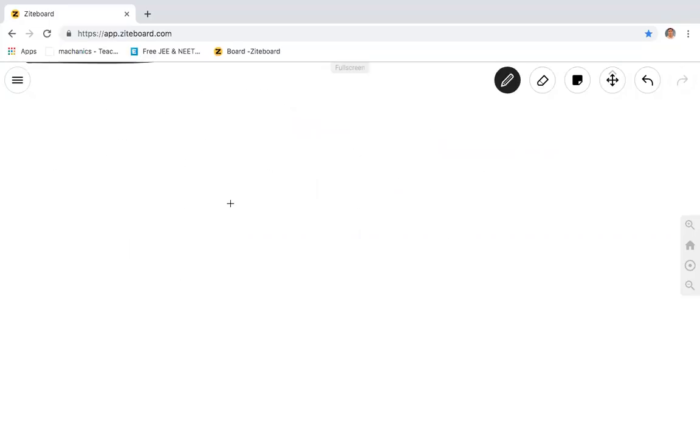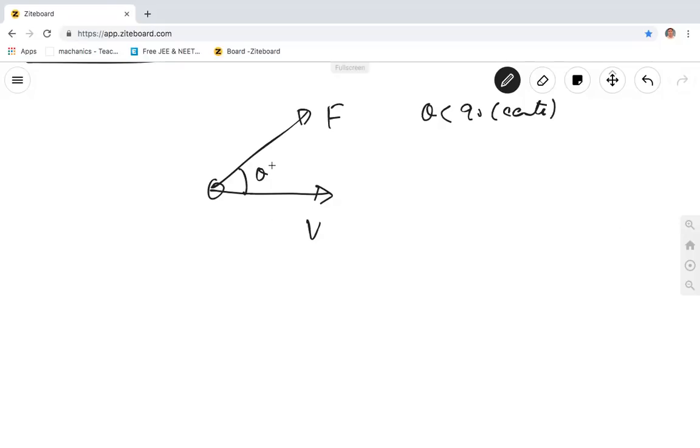Now see, suppose a particle is moving with velocity v and force is applied in this direction, making angle theta, where theta is less than 90, an acute angle. In that case, what happens? You can make two components of this force. One component is in this direction, that is F cos theta, and the other is F sin theta. Doing it elsewhere would create a misconception. This F cos theta is in the direction of velocity, and this F sin theta is perpendicular to velocity, that is, normal to velocity.